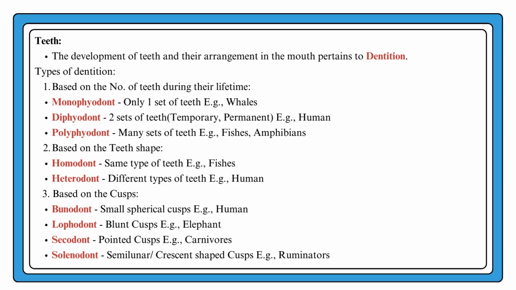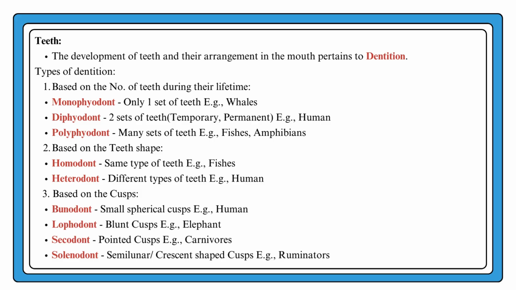Based on the number of sets of teeth during the animal's lifetime, there are 3 types of dentition. They are monophyodont, the animal with only 1 set of teeth during their lifespan. Example: whales. Diphyodont, the animal with 2 sets of teeth during their lifespan, namely temporary or deciduous teeth and permanent or adult teeth. Example: human. Polyphyodont, the animal with many sets of teeth during their lifespan. Example: fishes, amphibians. Based on the teeth shape, there are 2 types, homodont and heterodont. Homodont, the animal with the same type of teeth. Example: fishes. Heterodont, the animal with different types of teeth. Example: human.